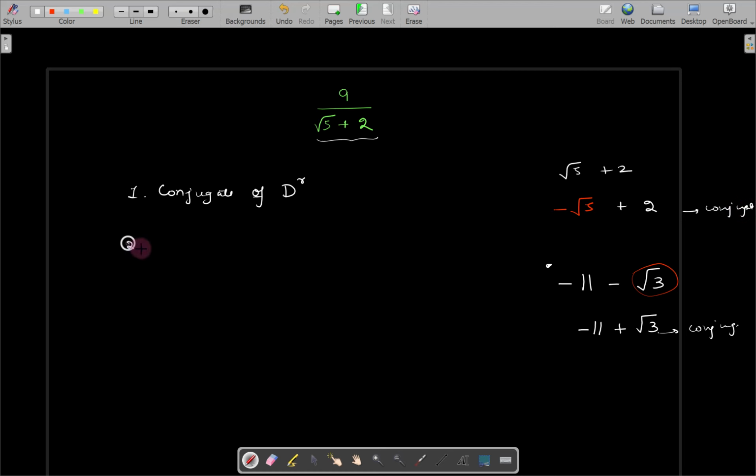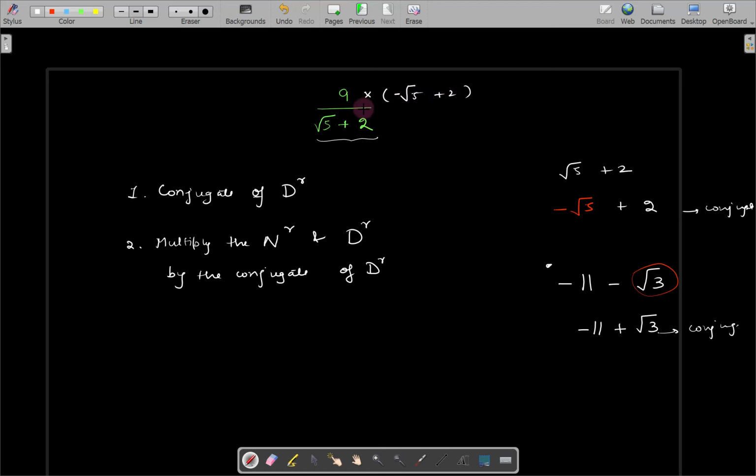Now second step will be you will multiply the numerator and the denominator by the conjugate of the denominator. So the conjugate that you found in the first step, you will take that conjugate and you will multiply the numerator and denominator by that conjugate. So multiply 9 by negative square root of 5 plus 2, and you also multiply the denominator by negative square root of 5 plus 2.